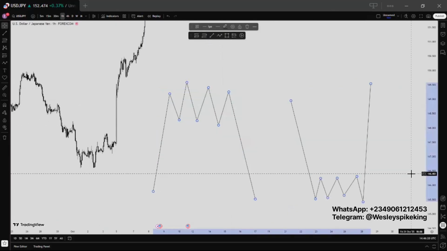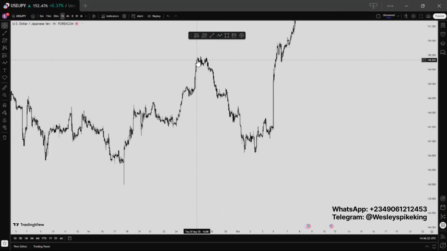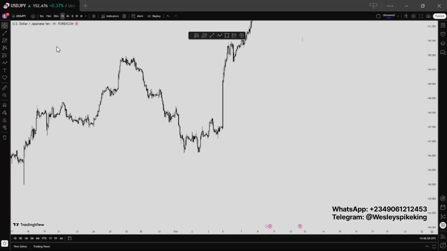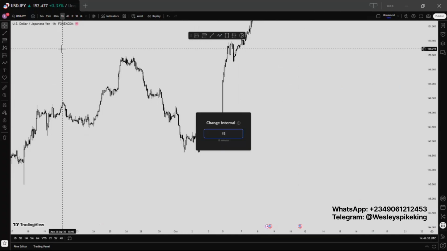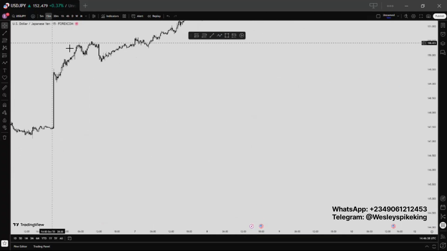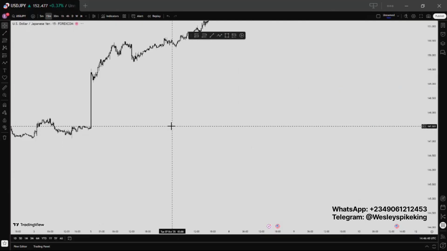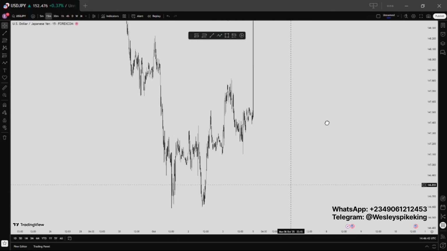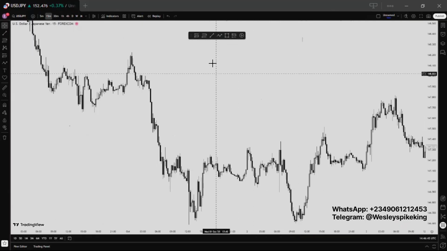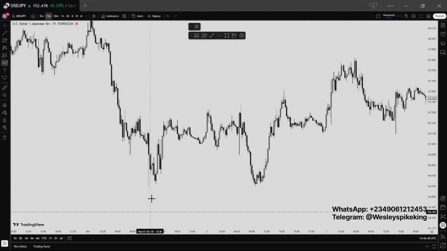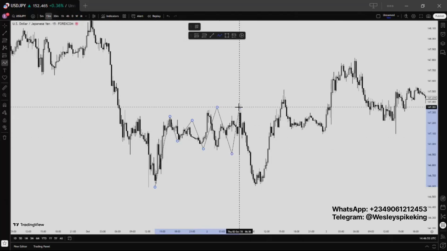Now, for this USD/JPY, we had the drop base rally. Drop base rally, drop base rally. Now, even when you go down to the 15 minutes time frame, you're going to find out that price did something really interesting. And what did price do? Price did the rally base drop. It's funny, ain't it? This is the rally, this is the base, and then drop. You see it?